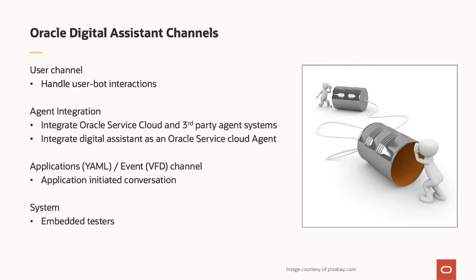And then last but not least, there is another channel which is called the system channel. And as I recall, probably nobody uses it, because all that it does is it has a reference to the embedded conversation tester. So you can switch the conversation tester on and off. In a production environment, you might not want to have the conversation tester enabled, then you can switch it off.